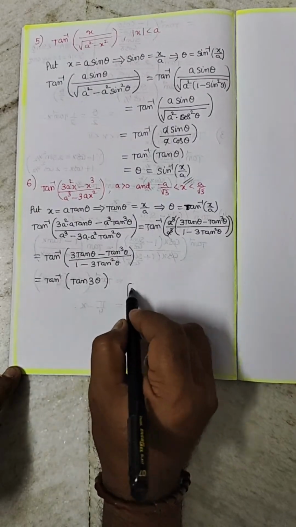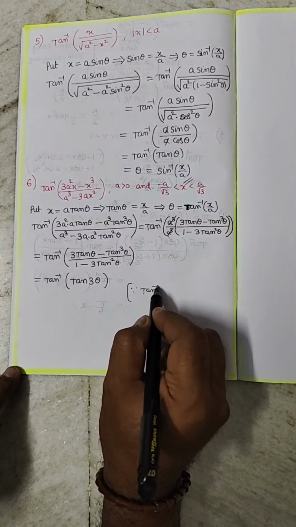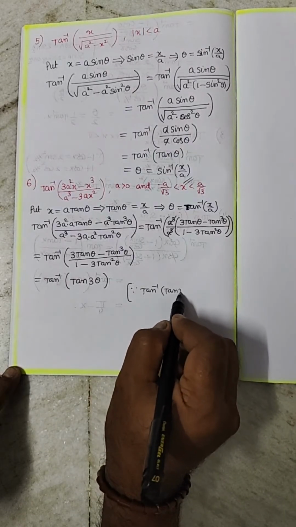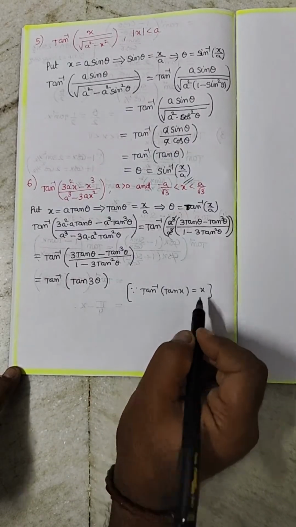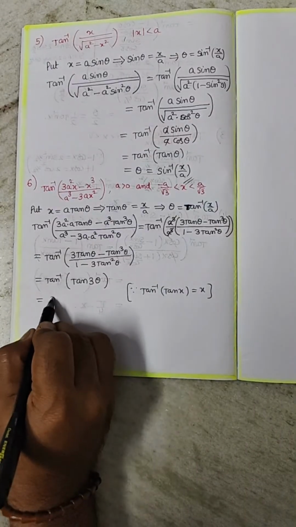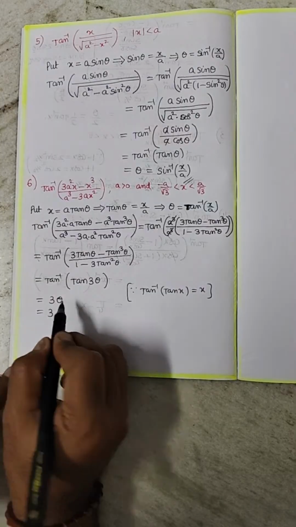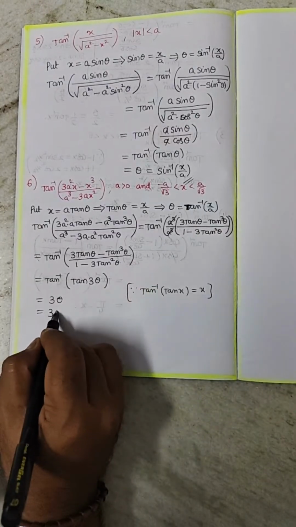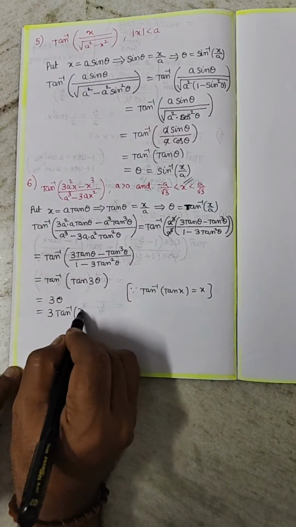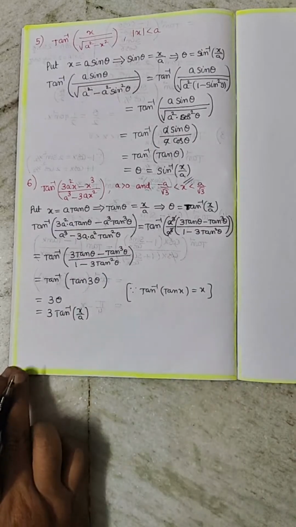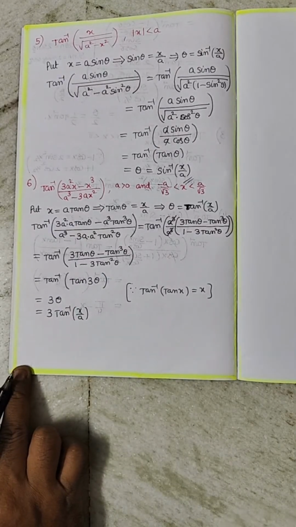So again we have the formula tan inverse of tan x is equal to x. So by using this, tan inverse of tan 3 theta is 3 theta. So that is equal to 3 into what is theta we have here? Tan inverse of x by a. This is the simplest form of the given problem.